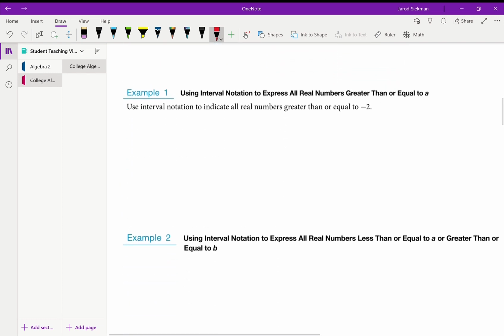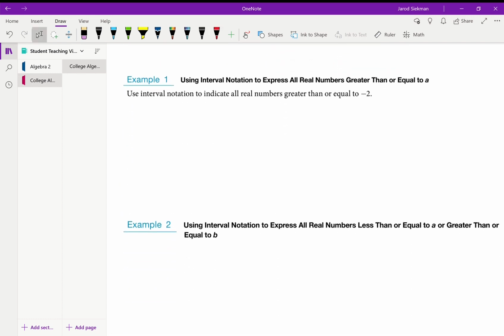All right, so let's move on to example 1. We want to use interval notation to indicate all real numbers greater than or equal to -2. The key word here is greater than or equal to. So we know it's x greater than or equal to -2. So using interval notation, we have -2 to infinity, and since it's equal to, we use bracket, and since it's infinity, we'll use a parenthesis.